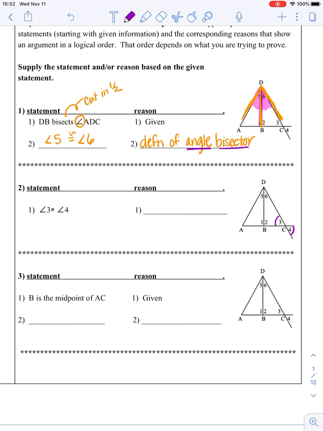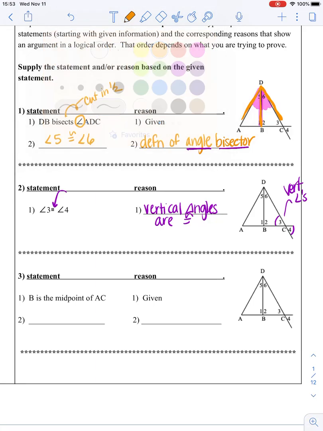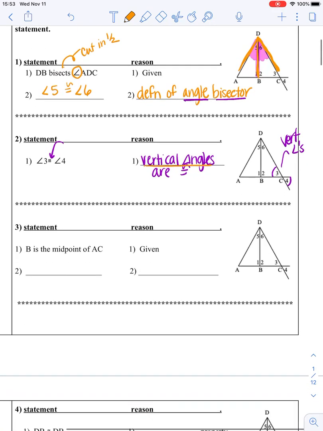Well, angle 3 and angle 4 are vertical angles, and we know that vertical angles are all congruent. So that's what we would say. Vertical angles are congruent because those angles are vertical and vertical angles are congruent. See, we don't want to just say that they're vertical angles because I have said that they're congruent, so we need to talk about the fact that they are congruent. So there is another vocabulary word, vertical angles, and knowing what those are.